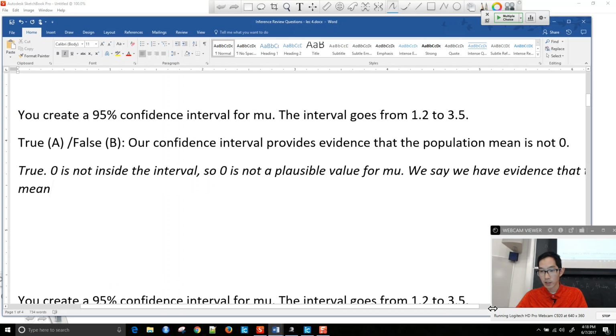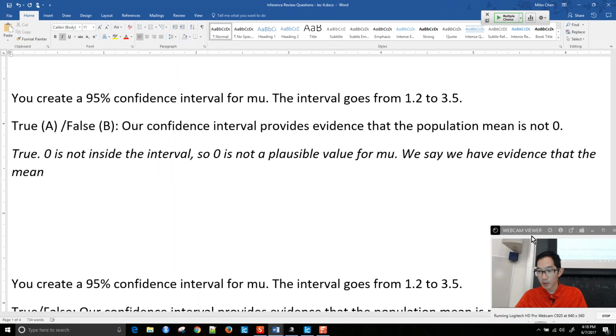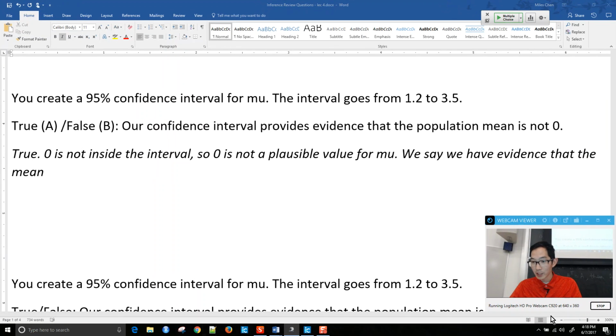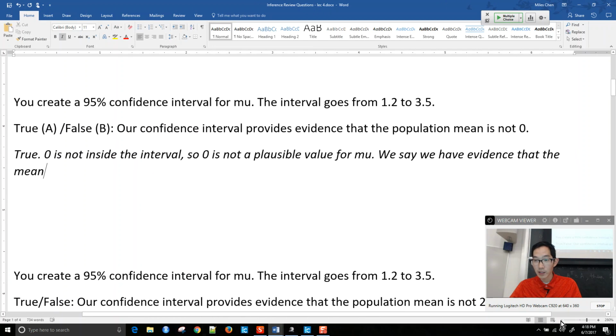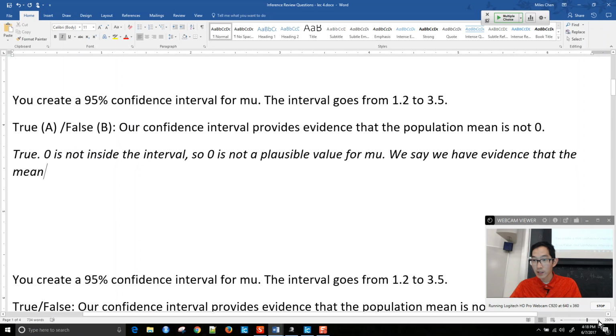Hang on, let me change my zoom here. Just want to make sure. Okay, I think this is the biggest I can make it. Okay. We say we have evidence that the mean is not equal to 0. Okay.